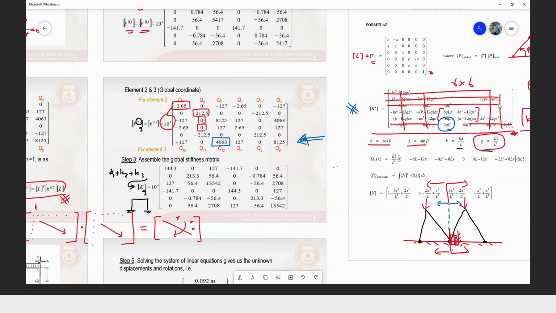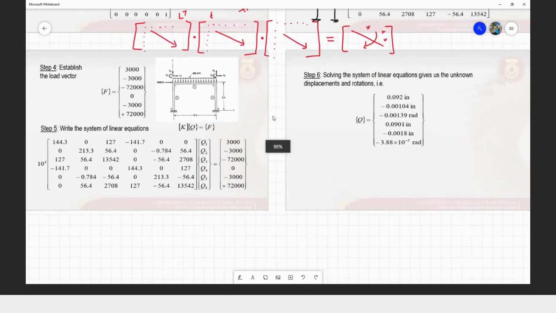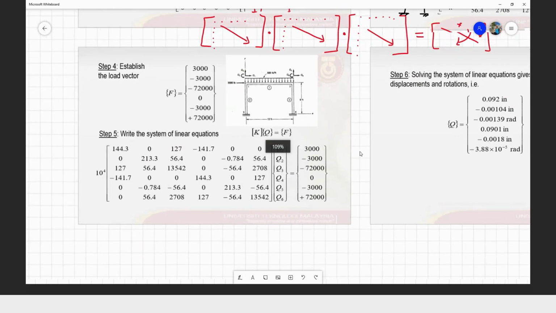Cuma nak kena tahu what is K, what is C, Q and S. So bila yang tu dah kira, then we just substitute untuk dapatkan value dalam setiap elemen dalam K matrix. So itu untuk satu elemen. Untuk elemen yang kalau kita ada 2, 3 elemen atau lebih, then we have to repeat the same process untuk elemen-elemen yang lain. Kemudian kita assemble, then rearrange it in the form of system of a linear equation.